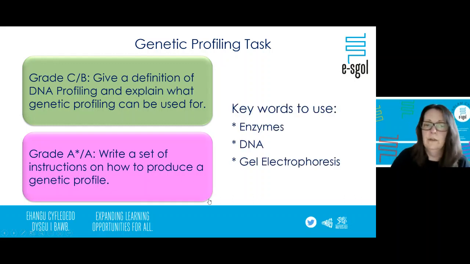And if we look at the AA star type of question, then we need to write a set of instructions on how to produce a genetic profile, and that would be a step-by-step set of instructions based on what we looked at previously, where you would have your sample taken, and then you would use enzymes to break that up, hence using the keyword there, to break up the DNA into different lengths. The lengths are then arranged in order of mass, and then that DNA substance is then injected into the gel, and the electric current runs through and produces that banding that we are familiar with.